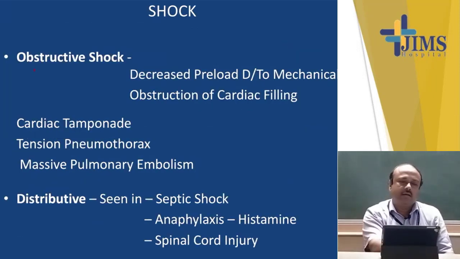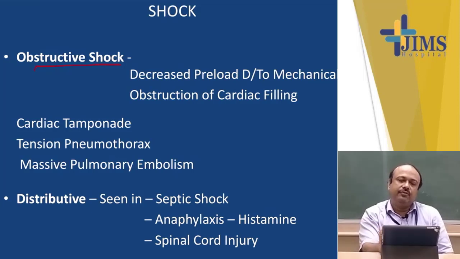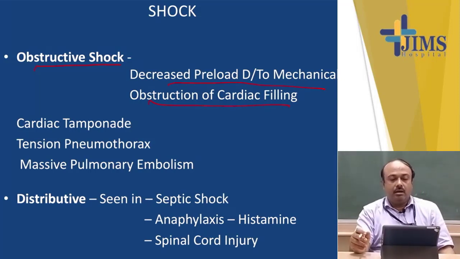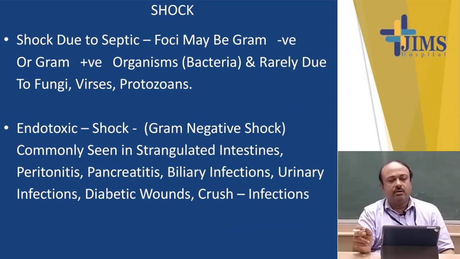Obstructive shock is seen in cases of cardiac tamponade, tension pneumothorax, and massive pulmonary embolism. The reason being decreased preload, or decreased return of blood to the heart, due to mechanical obstruction to cardiac filling. Decreased preload is the reason in cases of obstructive shock. Now, the next cause is distributive shock, which is seen in septic shock, anaphylaxis, and neurogenic shock is also an example of distributive shock. Spinal cord injury, these are all examples of distributive shock where there is vasodilatation due to the mechanism involved in the respective etiology and leads to distributive shock.